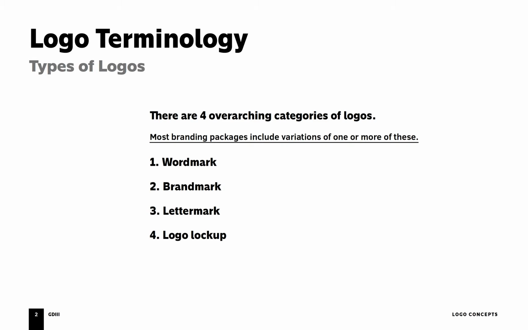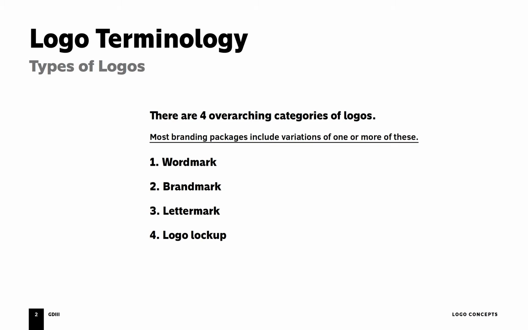A lot of people talk about logos casually using all kinds of different vocabulary, but there are a few that we need to make sure that we are all clear on. So there are a lot of ways to describe the different parts of a logo, and there are more specific terms than this, but we are going to talk about four overarching categories.